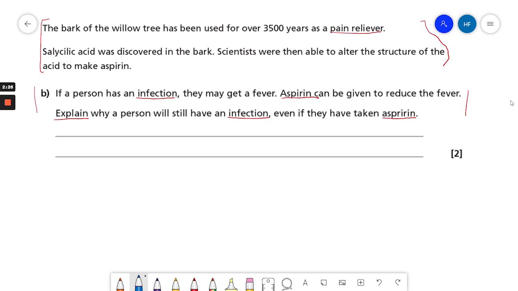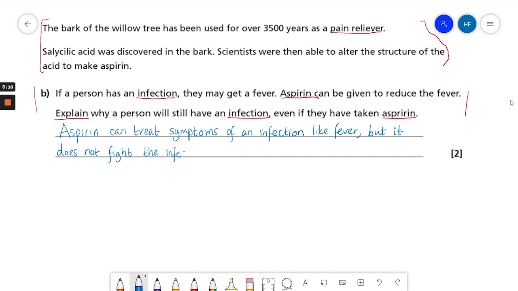So we can put aspirin can treat symptoms of an infection like fever, but it does not fight the infection. So the person will still have the infection.